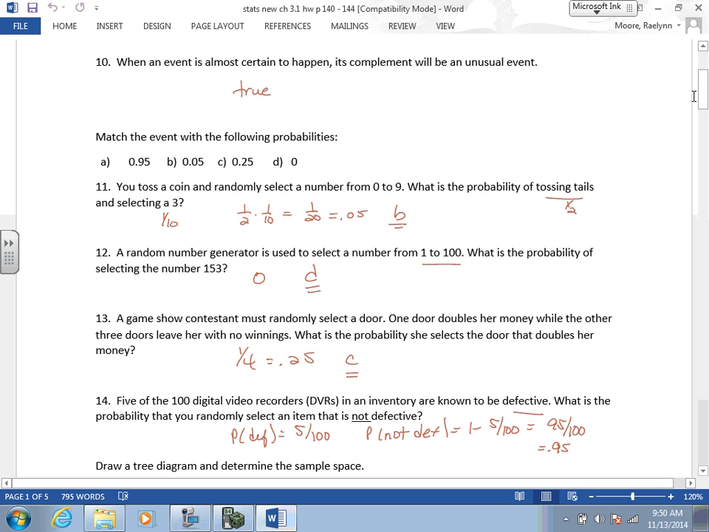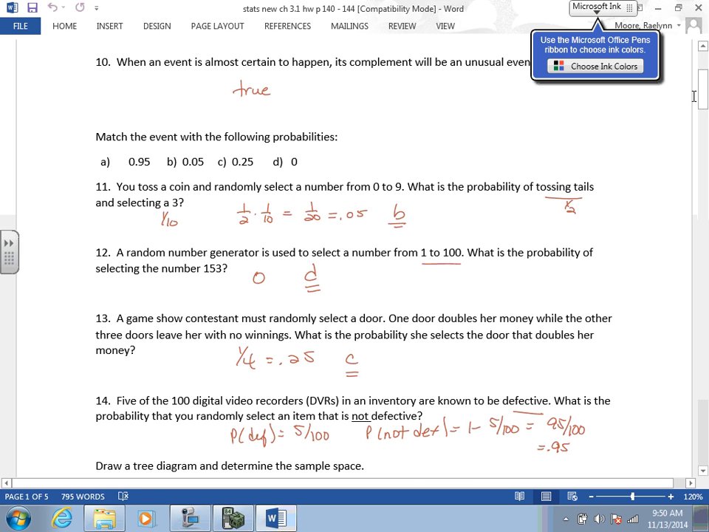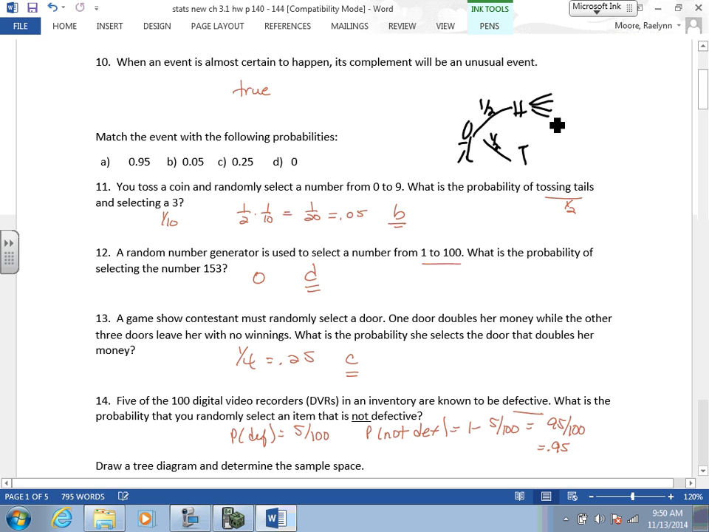Now, remember your tree. You toss a coin, heads or tails. Put your probability right on your stem. And then you're selecting a number 0 through 9, and these are 9 of them. Each one is 1/10. You've got 10 digits from 0 through 9. Multiply across your stems: 1/2 times 1/10. There's your 1/20th.